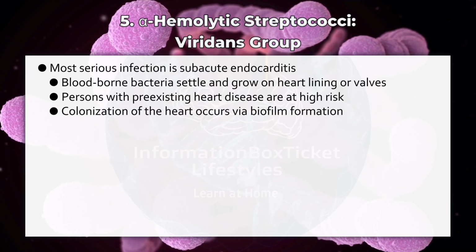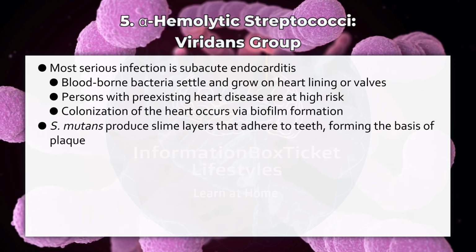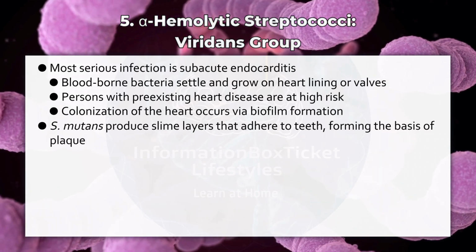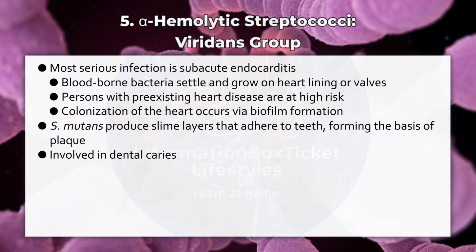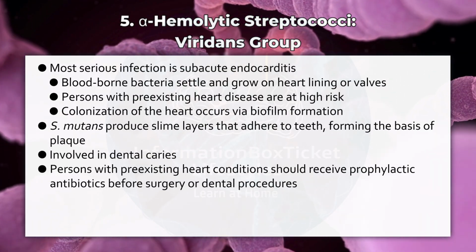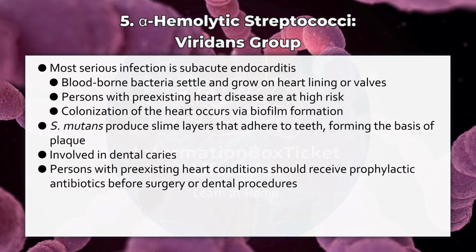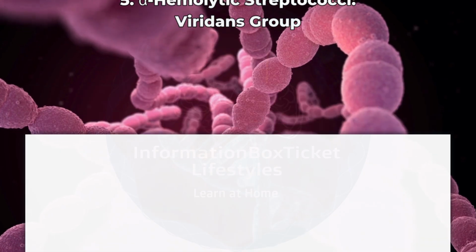Colonization of the heart occurs via biofilm formation. Streptococcus mutans produces slime layers that adhere to teeth, forming the basis of plaque. It is involved in dental caries. Persons with pre-existing heart conditions should receive prophylactic antibiotics before surgery or dental procedures.